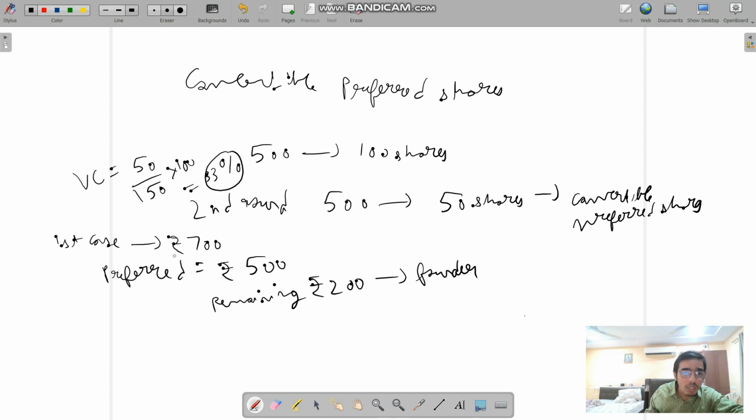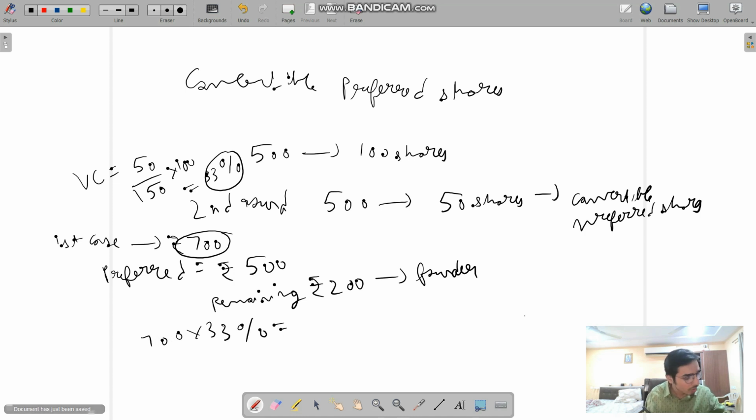Now let's say I decide to convert my preference shares into equity shares. Now my stake is 33%. The company has been sold for rupees 700. How much is 700 into 33%? Let's calculate this. So 700 into 33% comes to around 231 rupees.